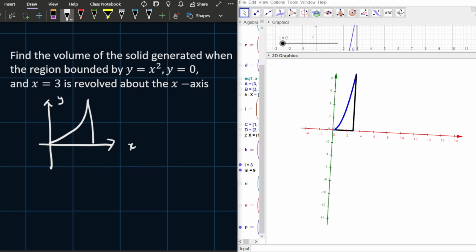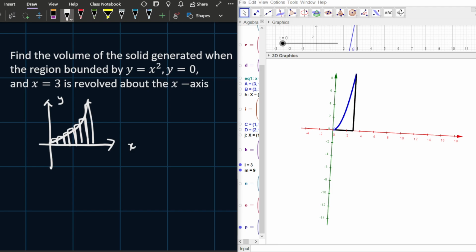Okay, so we're going to be using vertical rectangles. So bakit vertical rectangles? Kasi yung axis of revolution natin, it's a horizontal line. So kino-consider natin is yung orientation ng rectangular strips to be perpendicular. So in this case, vertical yung ating rectangular strips.